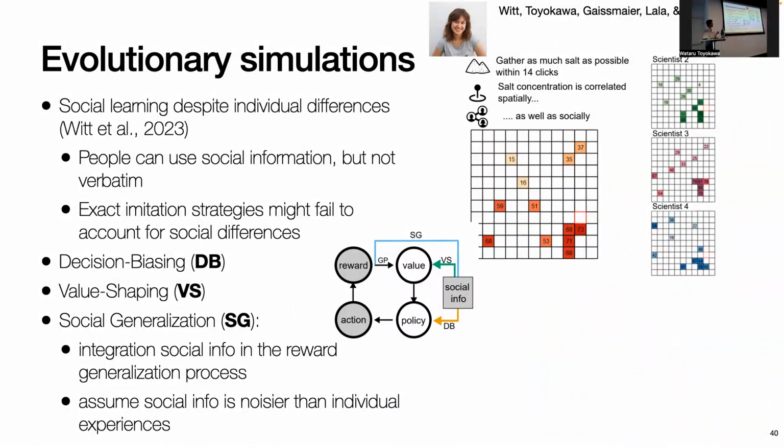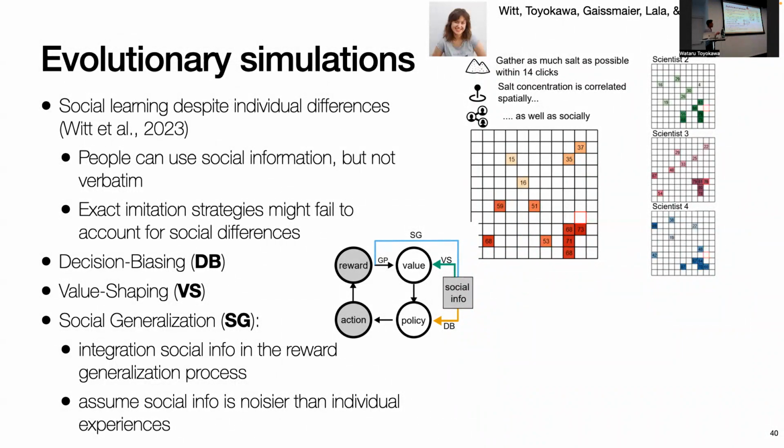And so in this setting, we tested the decision biasing agent we showed you, and value shaping, which we talked about. But we also add this other form of model called social generalization, right? So we had this very simple reinforcement learning loop here, where we select actions, we update our reward estimates, and that defines our value. Crucially, we have this reward generalization process using this Gaussian process model, GP here. This is what I briefly showed you in the Minecraft task, and it's not crucial that you understand what this is.